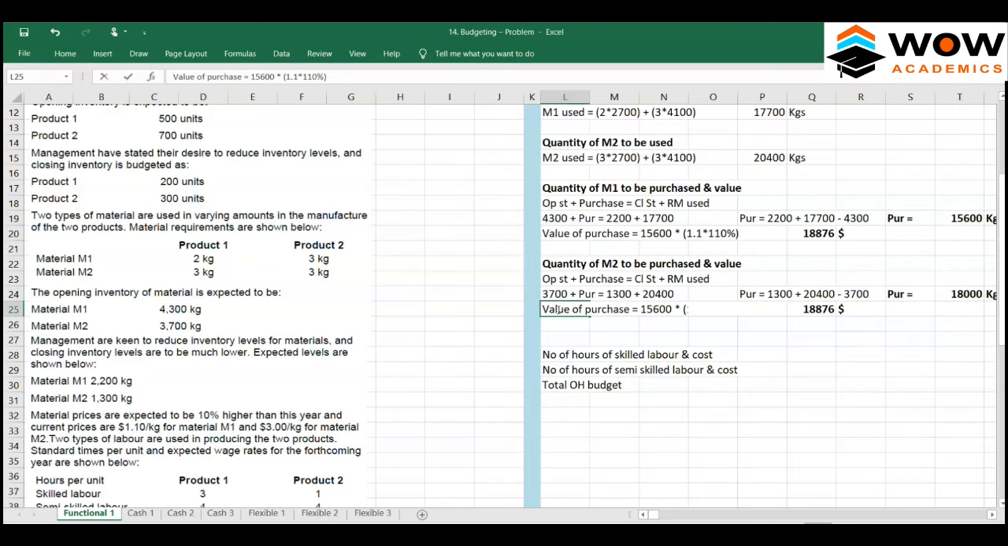And what is the purchase value? The purchase value is going to be 18,000 kgs, and the price is going to be 3, and that price also is going to go up by 110%. So we can just copy the entire sentence. So the amount comes to 59,400. So we have 3 more budgets to go.